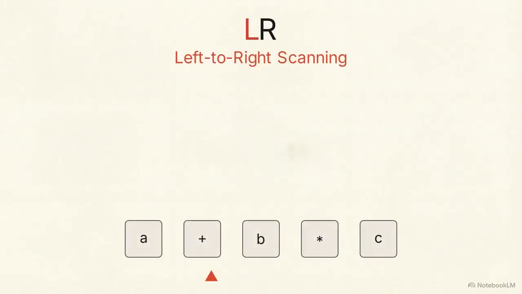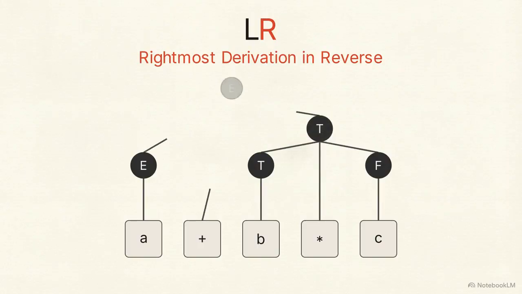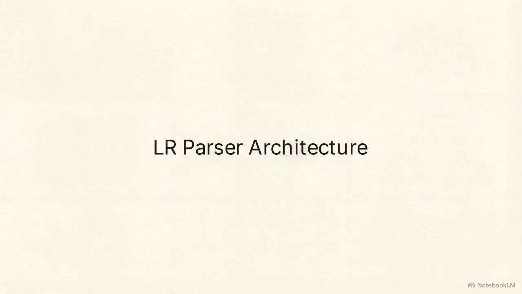The name LR dictates its entire mechanical approach. The L stands for scanning the input from left to right. The R means it constructs a rightmost derivation in reverse, building the syntax tree from the leaves up to the root. This animated schematic details the three core structural components of an LR parser.